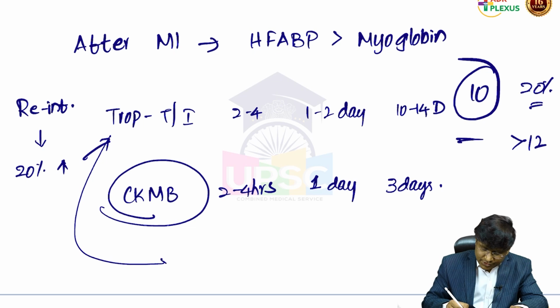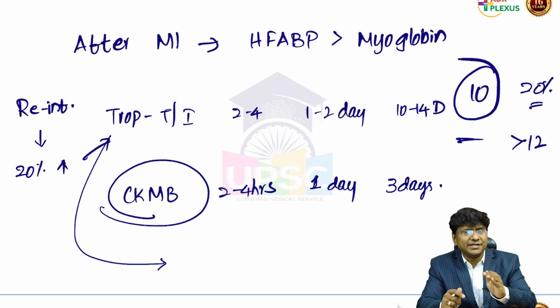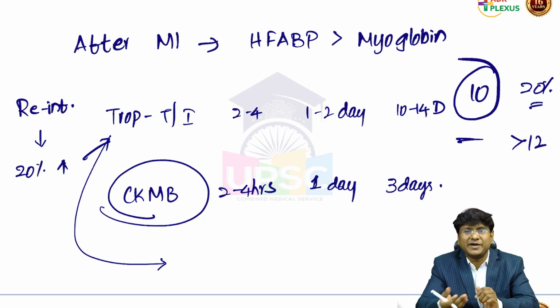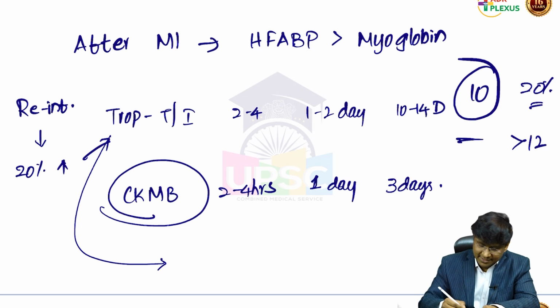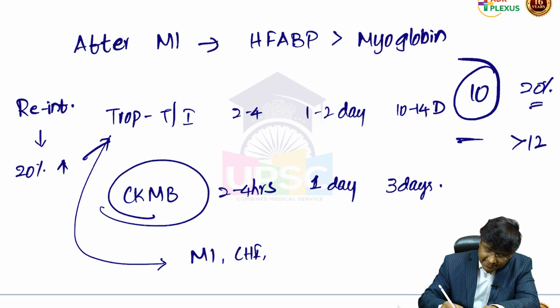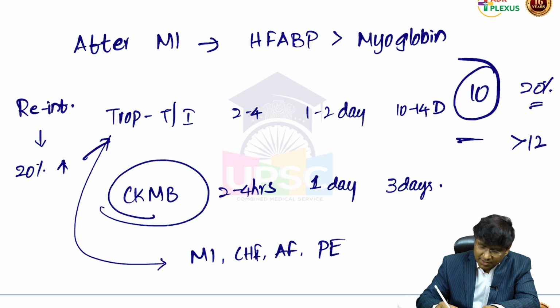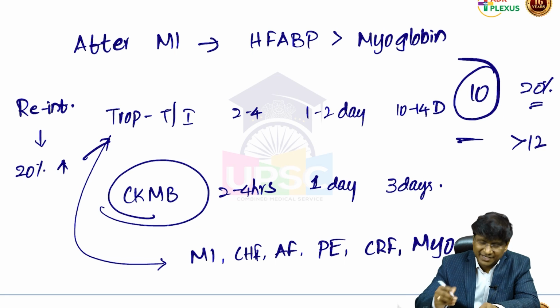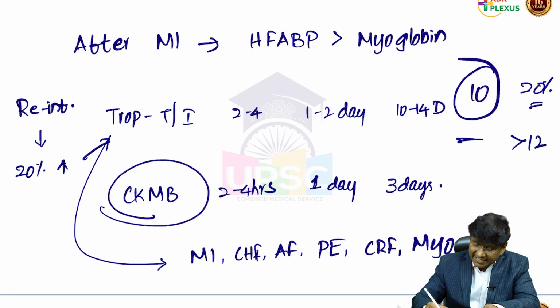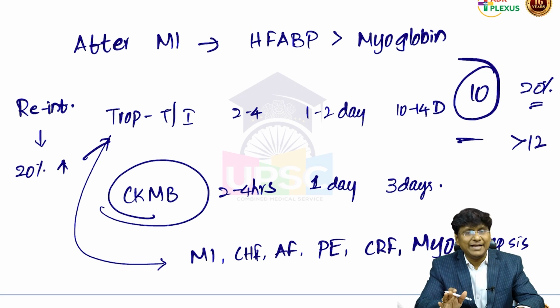And these troponins are elevated not only in patients with MI. There are many other clinical conditions where the troponin values are elevated. That includes myocardial infarction, congestive heart failure, atrial fibrillation, and acute pulmonary embolism. It is also elevated in chronic renal failure, in patients with myocarditis, and even in case of sepsis. The troponin values are elevated.